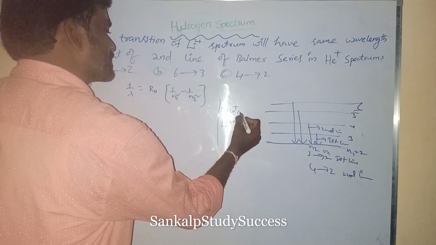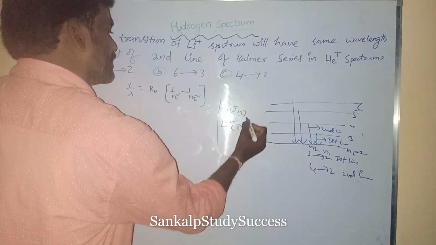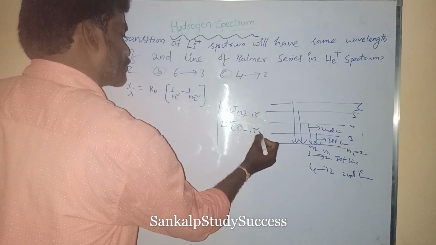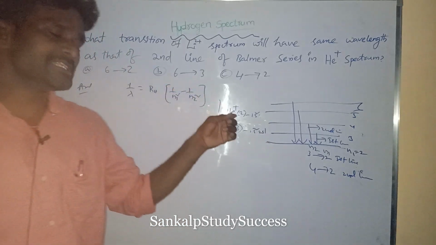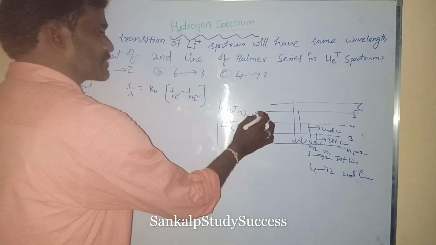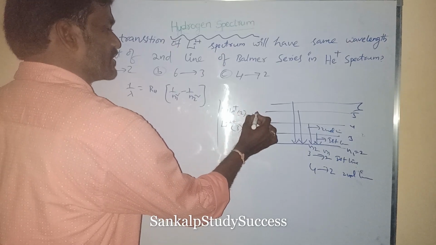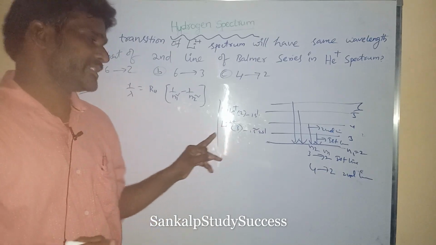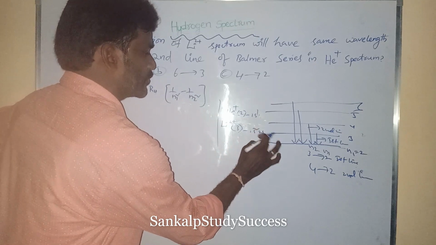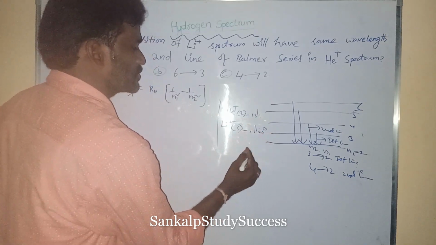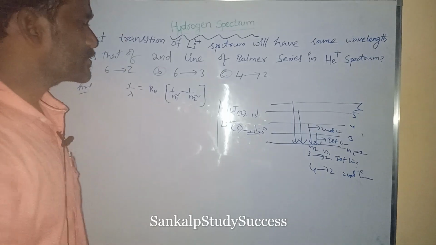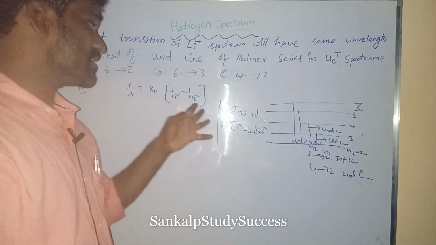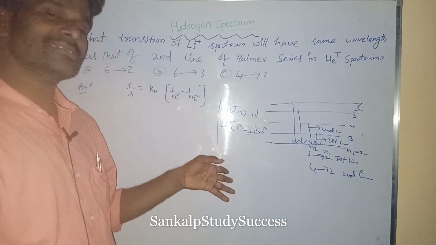The atomic number of helium is 2, and lithium is 3. What is the electronic configuration? Helium is 1s2, lithium is 1s2 2s1. So He+ can lose just one electron, 1s2 becomes 1s1. Li2+ can lose two electrons, so 2s0 and 1s1. So He+ and Li2+ both contain one electron. Hydrogen also has one electron, but these are ions, and hydrogen is an atom.